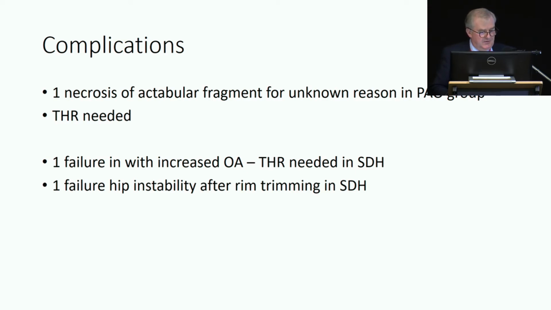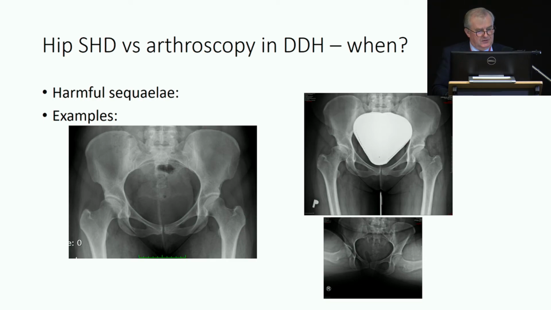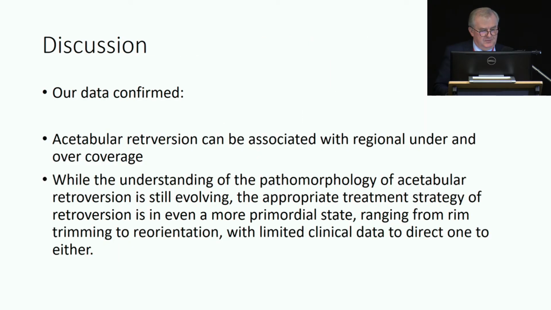So the complication we found: one necrosis of acetabular fragment in this PAO group, and a total hip was needed, and one failure with increased osteoarthritis in the group of surgical hip dislocation, and also a total hip was needed. And there was also one failure of hip instability after the trimming in SHD. There was also, what I would like to show you, because we talk about arthroscopy, one failure concerning arthroscopic correction. And there was that group where PAO should be performed instead of performing arthroscopy.